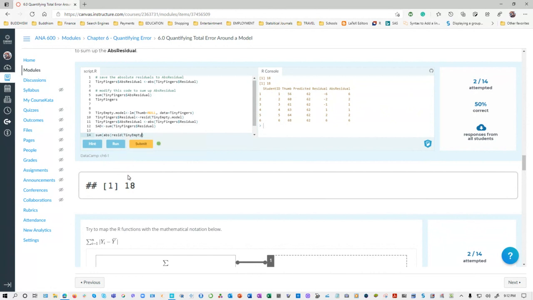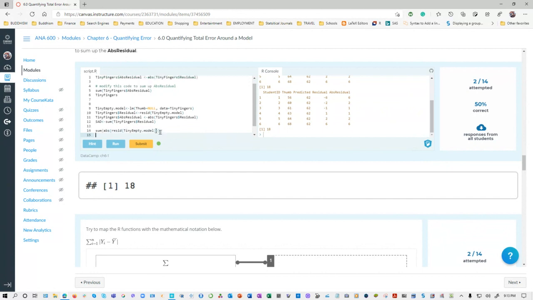Tiny empty dot model. And close it. Some apps receive tiny empty model. I'm talking about that, what is it? Tiny empty model. This one. Okay. And then 18.